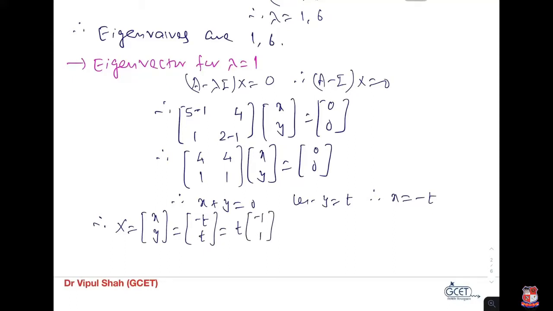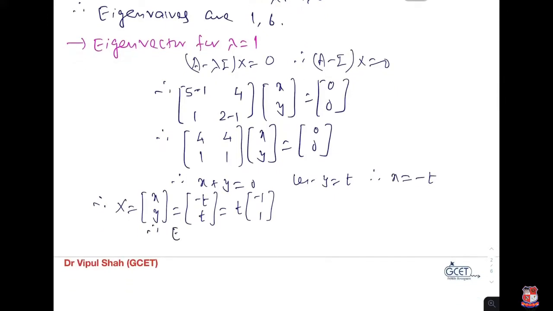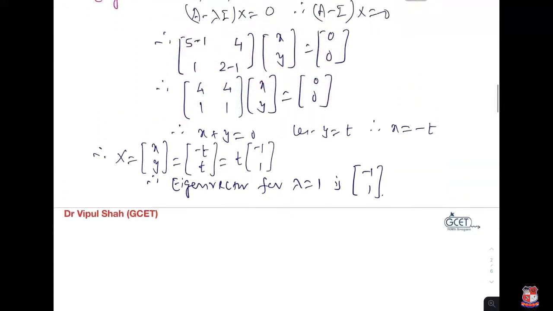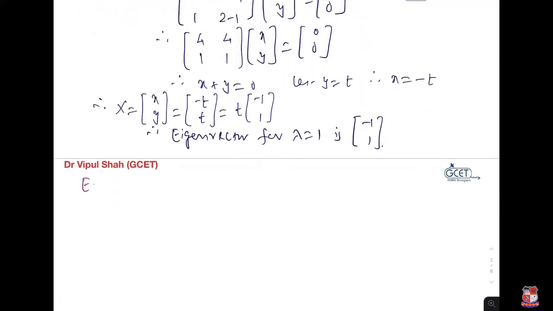So if we can take, say, y equal to t, then x is minus t, and therefore eigenvector x y is minus t, t, and so we can write t times minus 1, 1. Okay, so therefore eigenvector for lambda equal to 1 is the vector minus 1, 1. Now we can find eigenvector for lambda equal to 6, sorry.